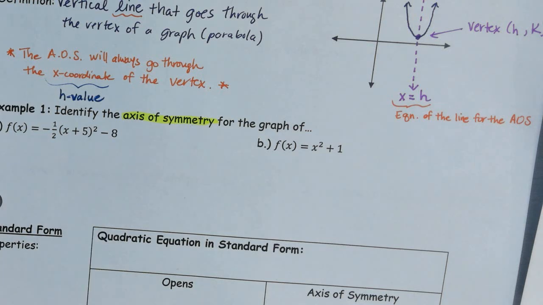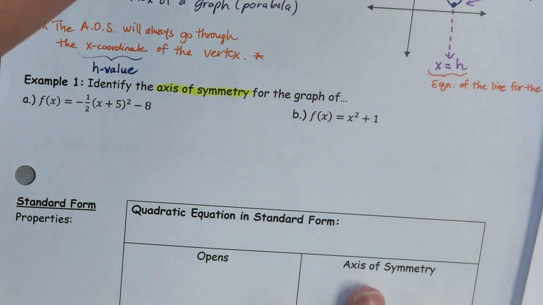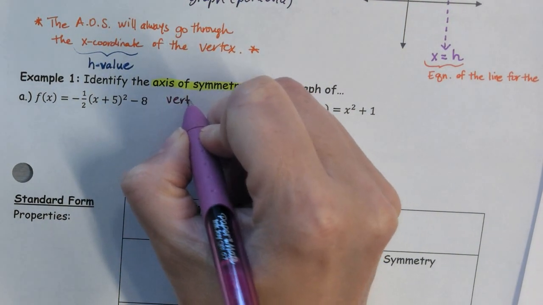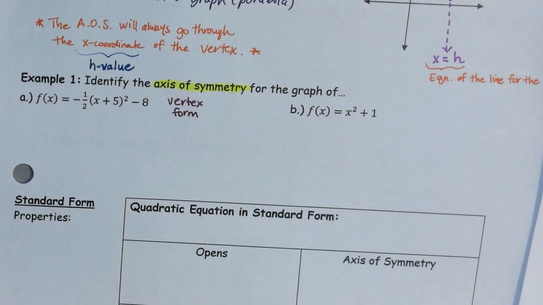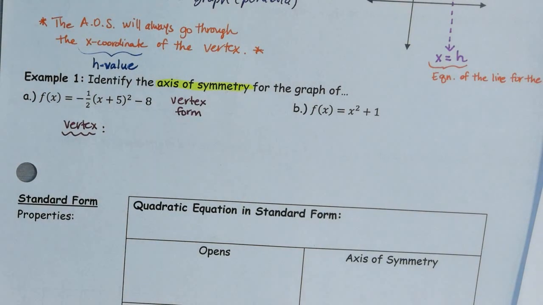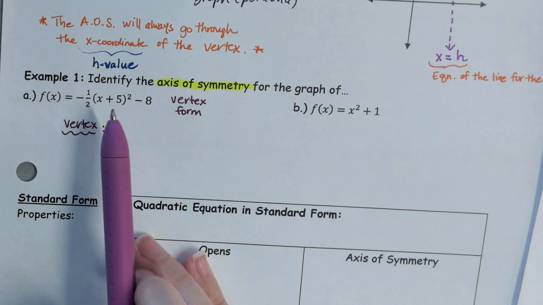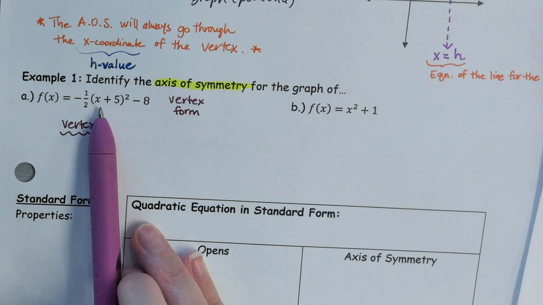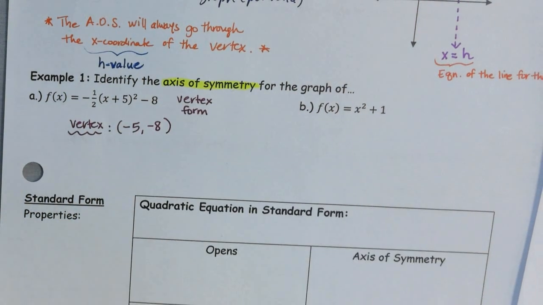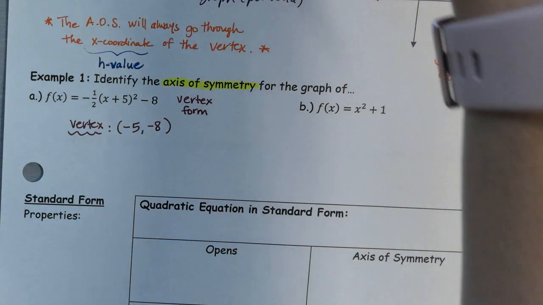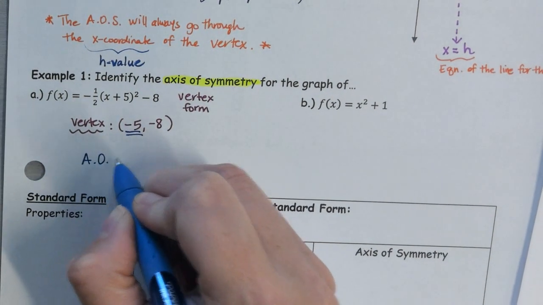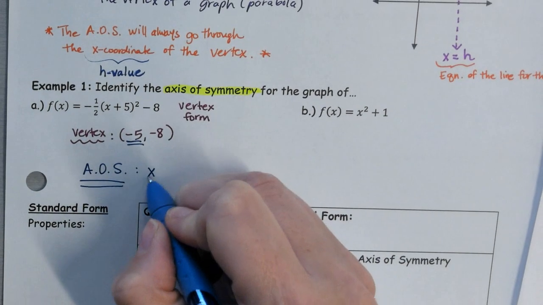So we have to think back to yesterday. Part A, do you guys remember what form that's in? Yes, vertex form. If the equation is in vertex form, then to find the vertex, remember you do h and k, but it's the opposite of what you see. This number out here does not affect this value. So if it's x plus 5, what's my h value? Negative 5. So the vertex is negative 5, negative 8. My axis of symmetry always goes through the x-coordinate. So my axis of symmetry is going to be x equals negative 5.